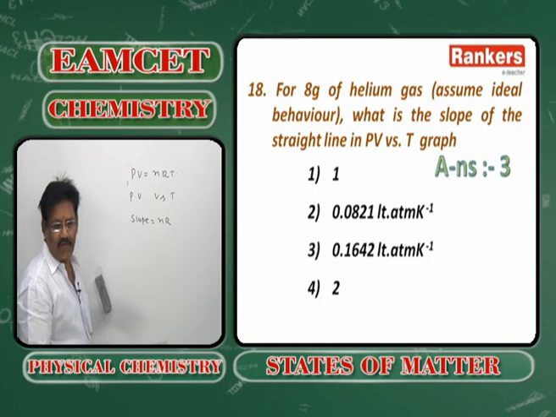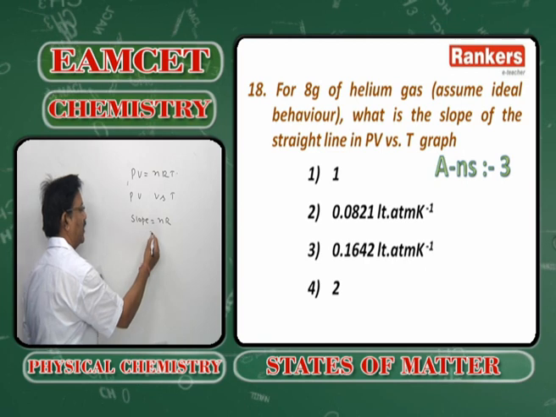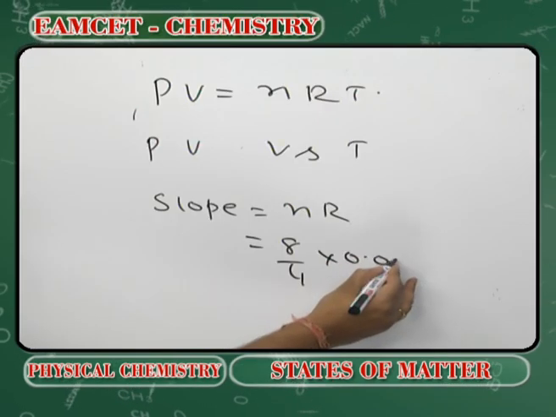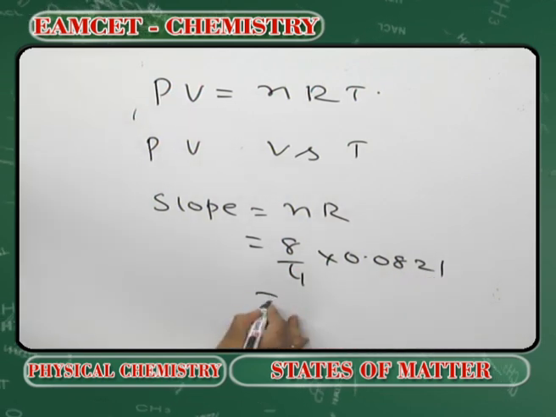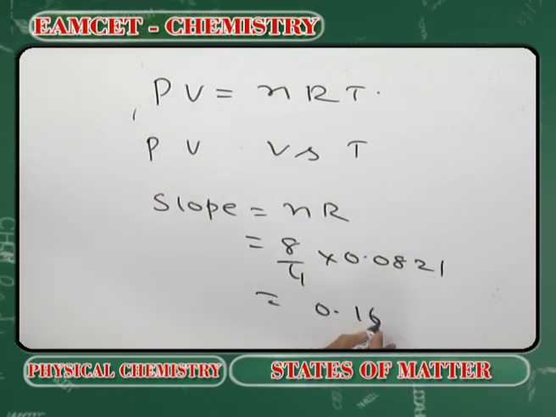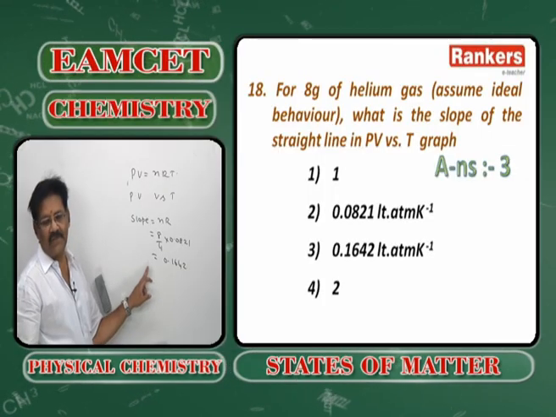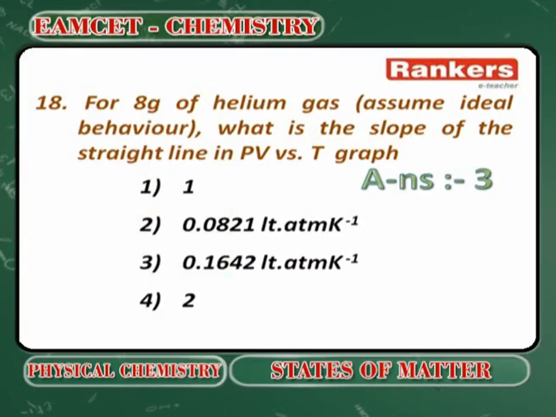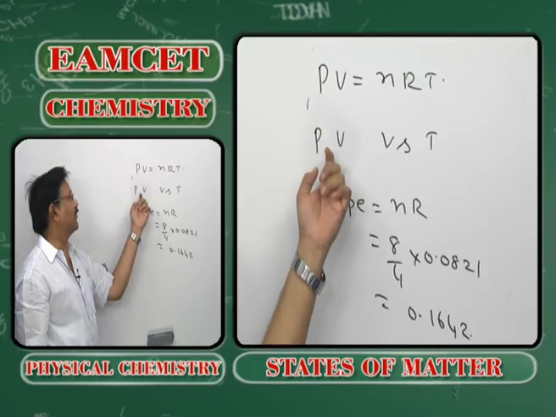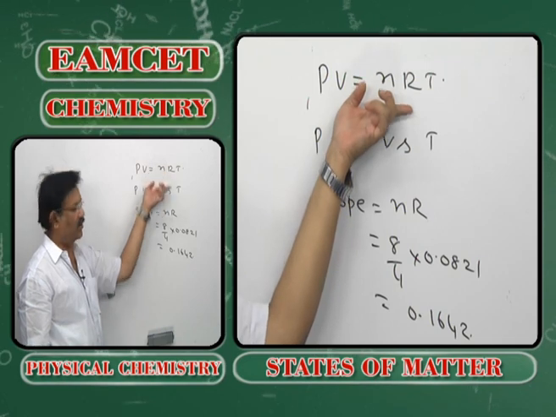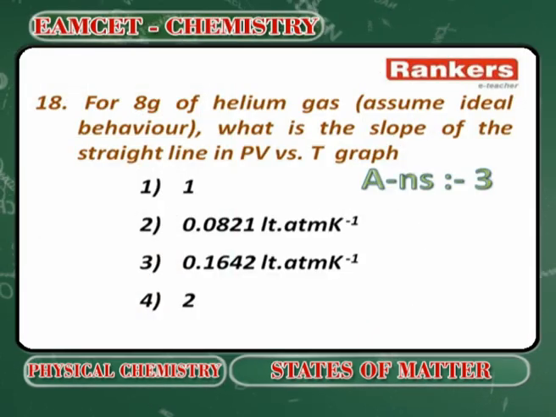And so what is the value of n? 8 by 4. R value 0.0821. So it will be 0.1642. So option 3 is the answer. Simple. PV is equal to nRT. When a graph is drawn between PV and T, what will be the slope? nR. So this is the value of nR.